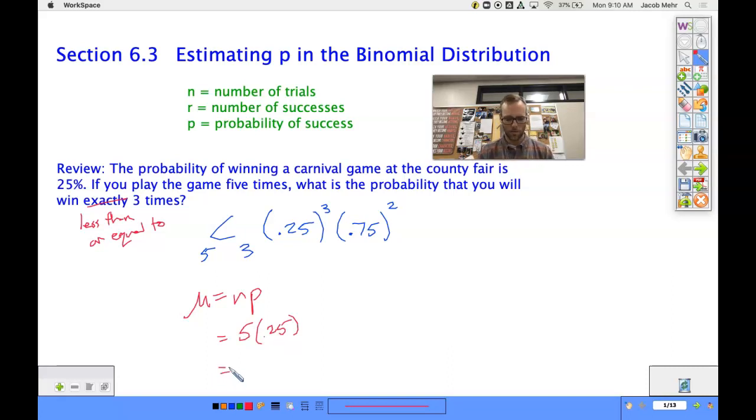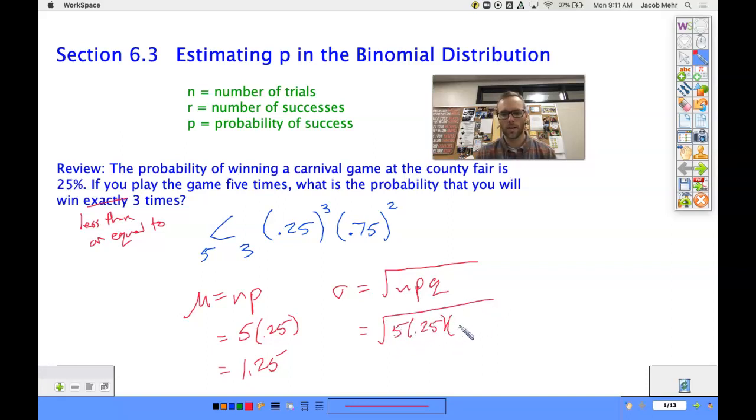Okay, so 5 times 0.25. I don't know why I grabbed a calculator to do that. 1.25. We then calculated the standard deviation, which was the square root of n times p times q, okay, which would be the square root of 5 times 0.25 times 0.75. So that would be about 0.97.